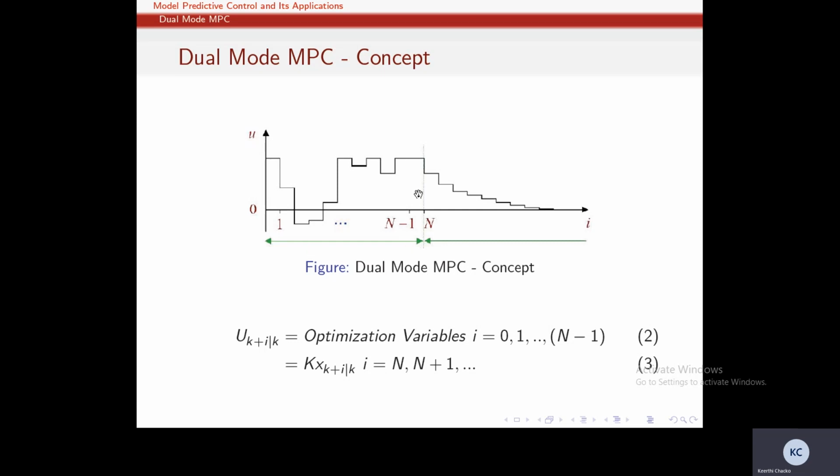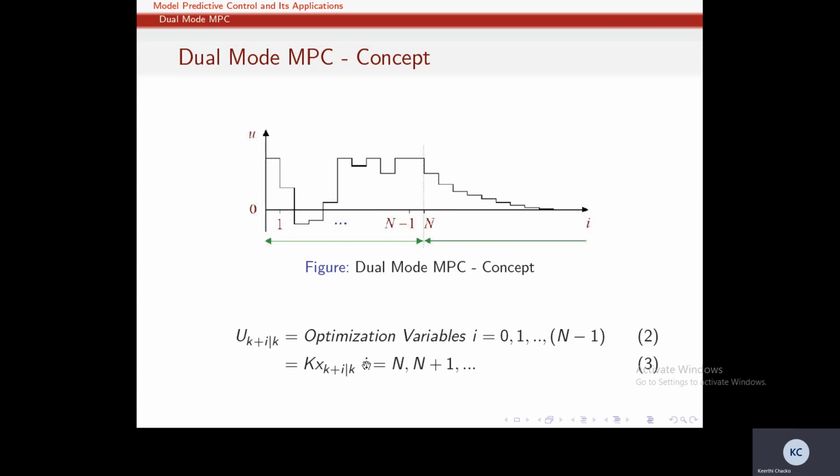In dual mode MPC, we consider a cost up to the n-th instant, and to accommodate the cost after n until infinity, we add another cost, called the terminal cost, in the optimization problem. So here we optimize the variables for the terms 0 to n minus 1, and then we take state feedback control after that. We just multiply with the states after these n instances. This is mode 1, and the second one is mode 2.